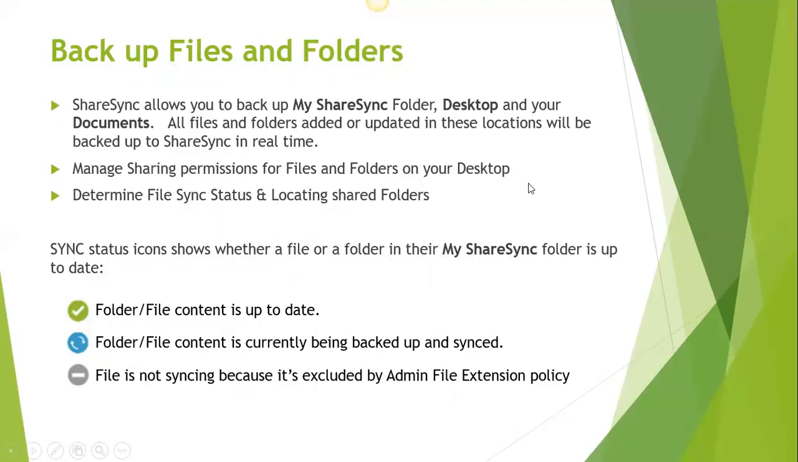Manage sharing permissions for files and folders on your desktop. You can also determine file sync status and locating share folders. Sync status icons show whether a file or folder in your My ShareSync folder is up to date. The green check will show that the folder or file content is up to date. The blue cycle lets you know that the content is currently being backed up and synced. The gray negative sign means the file is not syncing because it's excluded by admin file extension policy.